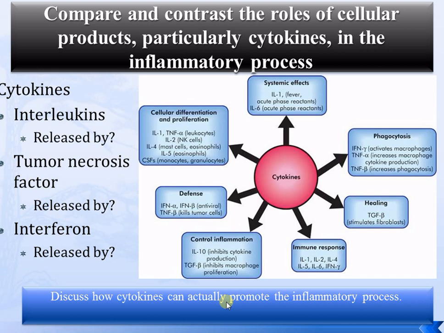And then the last one, interferon. Interferon's primary purpose is viral infection. Cells that are infected by a virus release interferon to tell other cells, hey, there's a virus in the neighborhood. Lock the doors, bar the windows, don't let it in. So it slows the movement of an infection, a viral infection specifically.